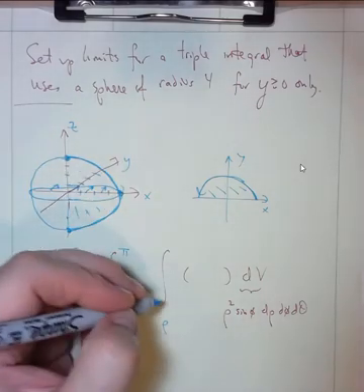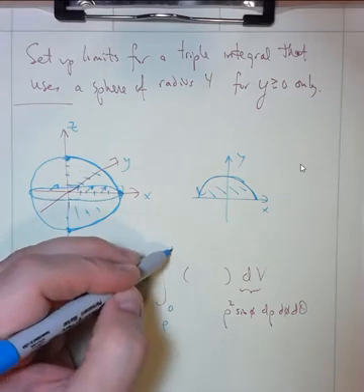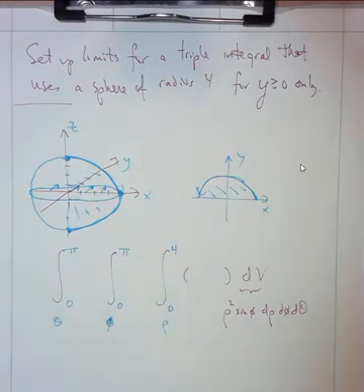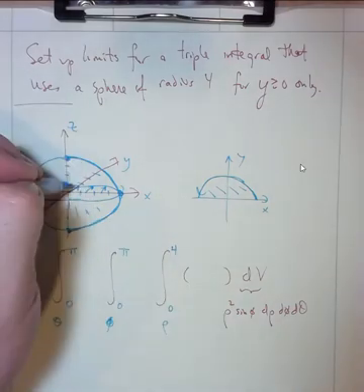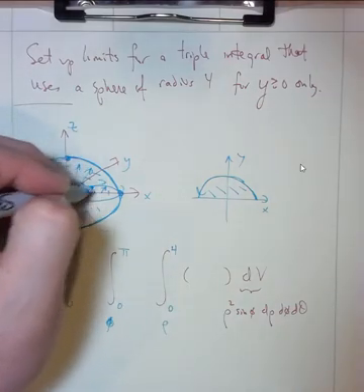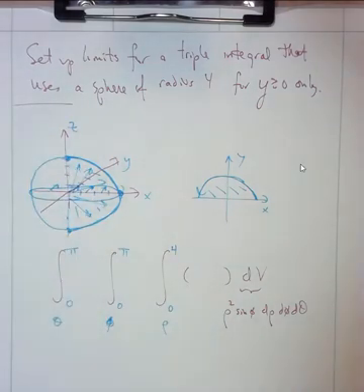And then rho is going to go from 0 to 4. Because we're looking at a sphere of radius 4, so in any direction that we're looking, our radial distance starts at 0 and then goes out to 4. And there we go. 6 constant limits for spherical coordinates.